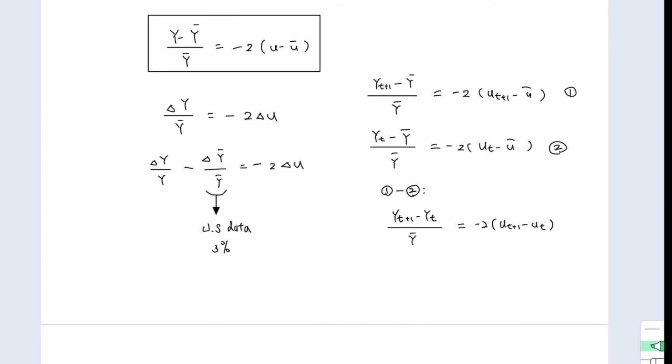Given that in the data the changes in the full employment output equal 3%, we can plug it in, and we have the changes in y equal to 3 minus 2 times the changes in the unemployment rate. So here we derive equation 3.6 from 3.5 based on the US data from the 1950s to the 2000s. We plug it in, and that is exactly the relationship we see in the data. So this completes the lecture for today.